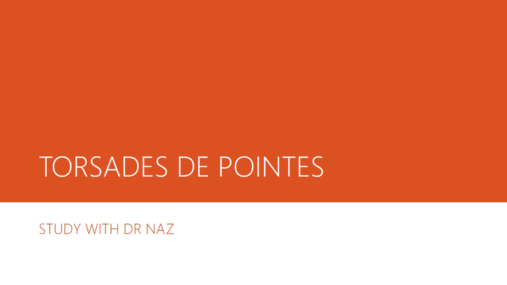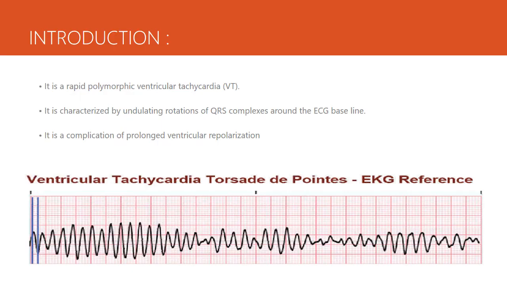So the topic I'll be discussing today is Torsade de pointes. Torsade de pointes is rapid polymorphic ventricular tachycardia, and why I'm saying it's a ventricular tachycardia is because if you look at the ECG, there is no preceding P wave. It means the electrical impulses are not generated from the sinoatrial node, and it is thought to be generated from multiple ectopic foci present in the ventricles, which are causing tachycardia.